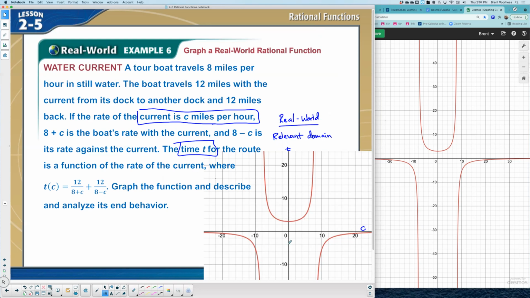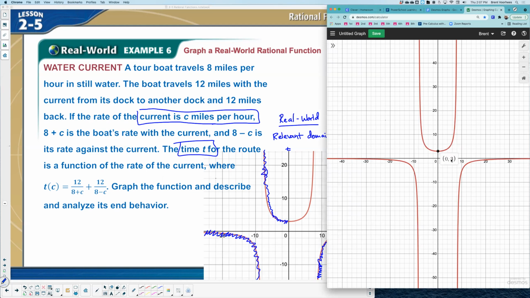Can you have a negative current? Can a current move negative miles per hour? Answer is no. So I should actually erase part of this graph. It's impossible to have a negative current. So all this current from 0 over is bogus. Not only that, can I have a negative time? No, that would also be bogus. You can't have a negative time. So all this part of the answer is bogus. So really, you're going to find the end behavior off of this part of the graph.